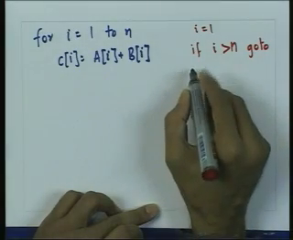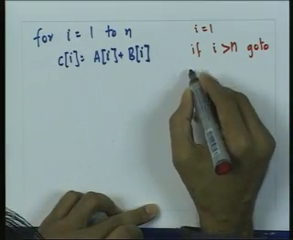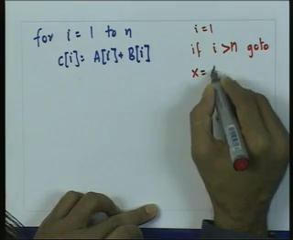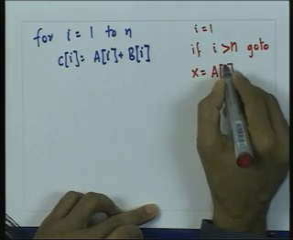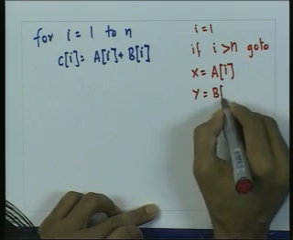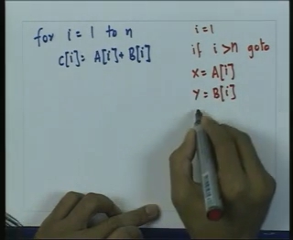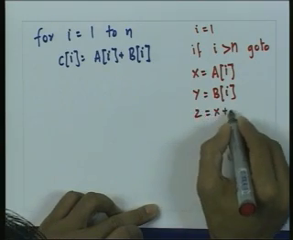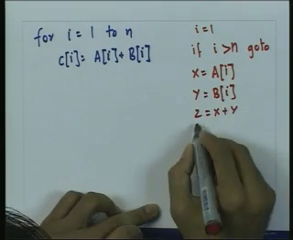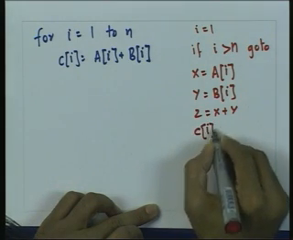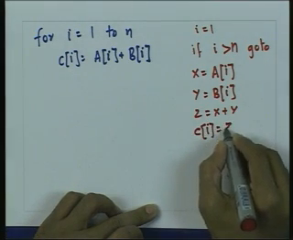Okay. Then we will write something like fetching the ith element of A. So, we will write something like x equals A of I. Then we will write y equals B of I, and then we will write say z equals x plus y in the manner that we just discussed. And now we have to store it back. So, we will write C of I equals z.